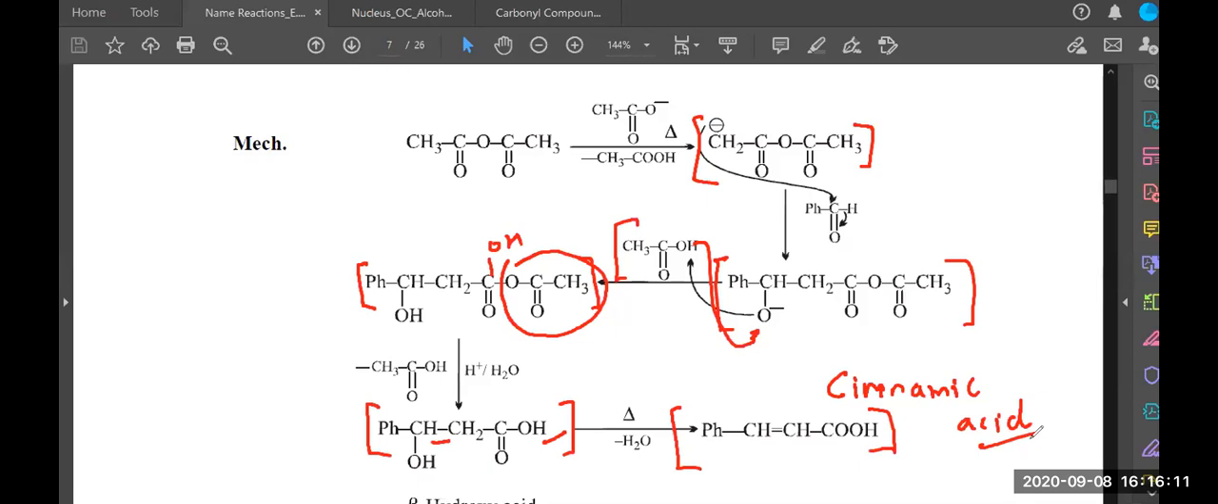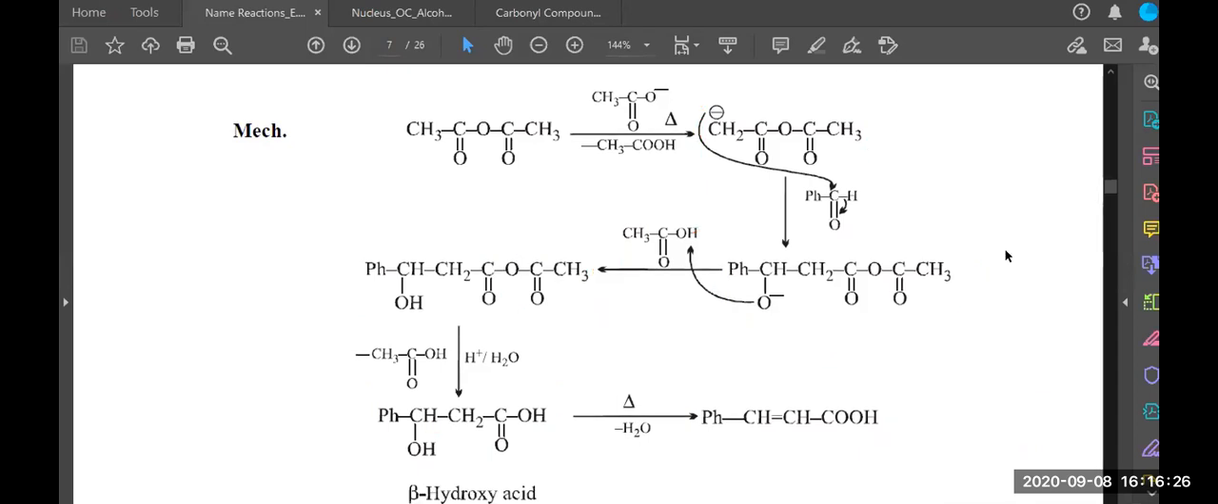It is the same mechanism, right? Formation of the nucleophile, second, the nucleophile will attack, then removal of the leaving group. As simple as that. Okay? So everyone is getting this? Tell me, everyone is getting this? Yes or no?